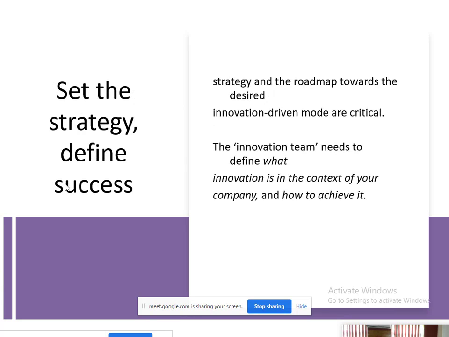And then the first part was set the strategy, define success. So strategy and the roadmap towards the desired innovation-driven mode are critical. The innovation team needs to define what innovation is in the context of your company and how to achieve it. That means the innovation team must ensure what they need and what the strategy should be to achieve their goals. Okay, in that, the strategist will set some strategy, and then they must follow the strategist's direction.